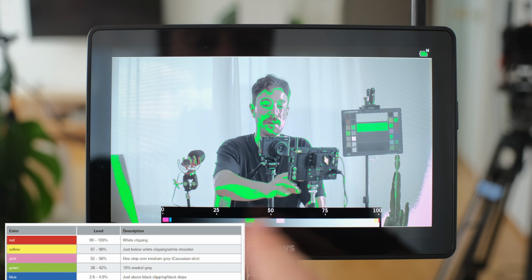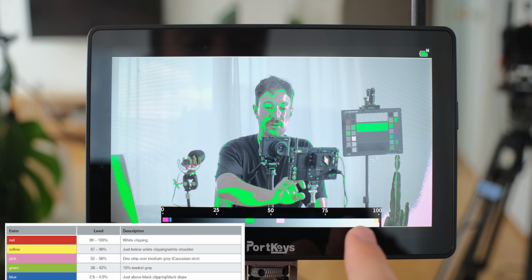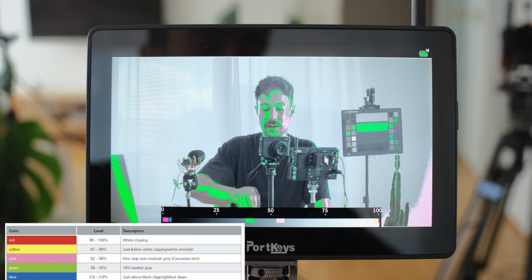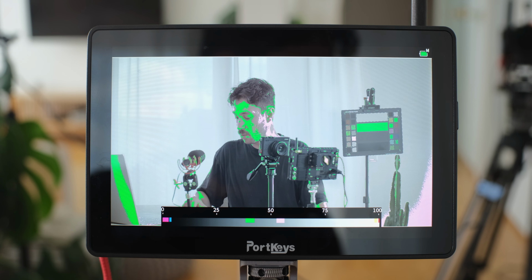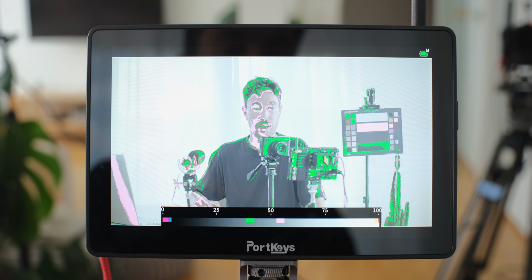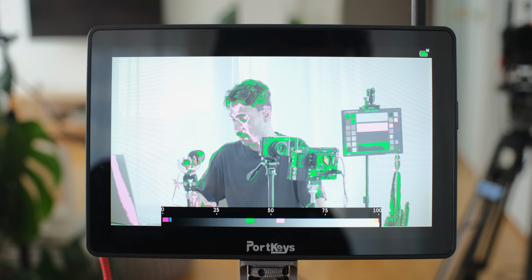As you can see, there are a couple of different colors. We have red here for clipping, yellow for just under clipping. We have purple, which is good for skin tones, and then we have green. Or we can just put my exposure high, and then we can see what happens to the image, which I am clipping.